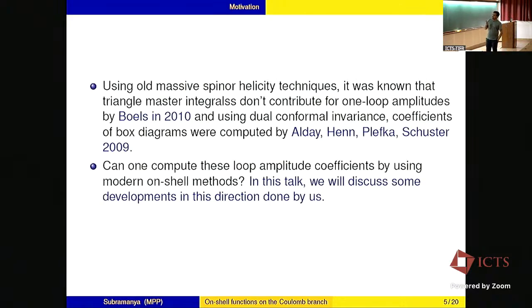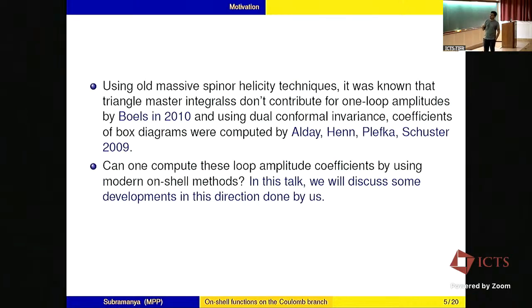And there are earlier results using what is called the old massive spinor-helicity formalism that for N=4 super Yang-Mills Coulomb branch amplitudes, the triangle master integrals don't contribute. And using dual conformal invariance long ago, coefficients of box diagrams were computed in a simpler spontaneous symmetry breaking setup.